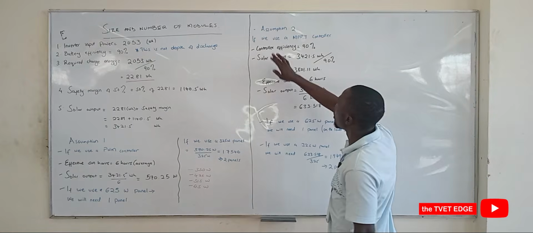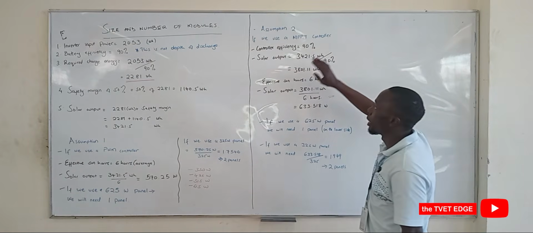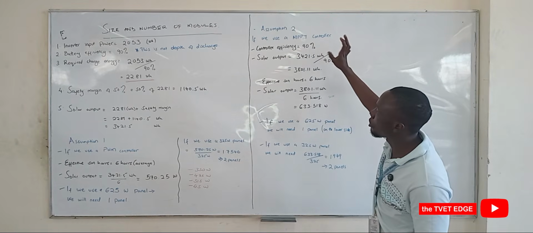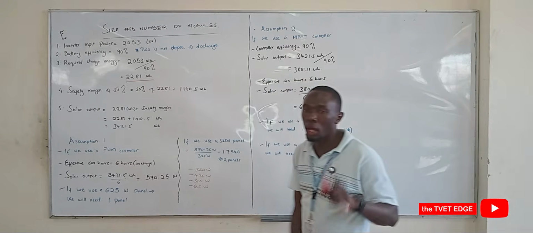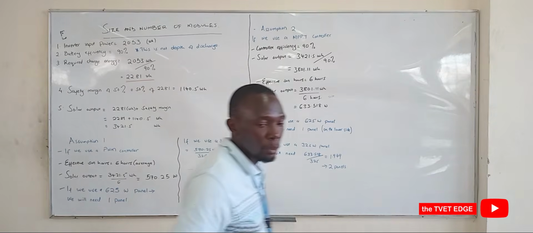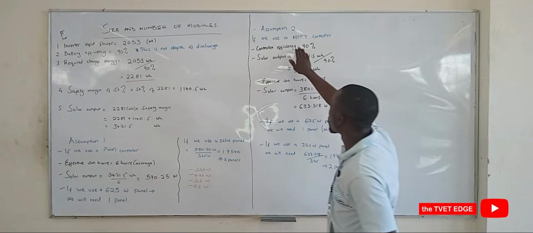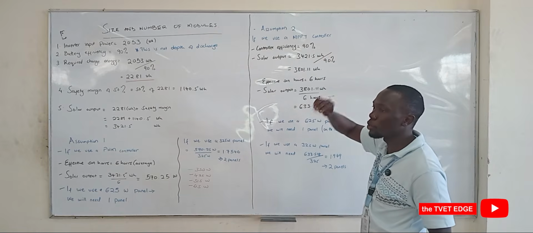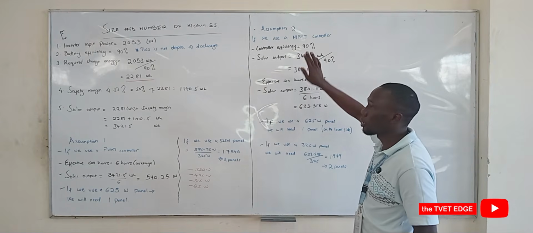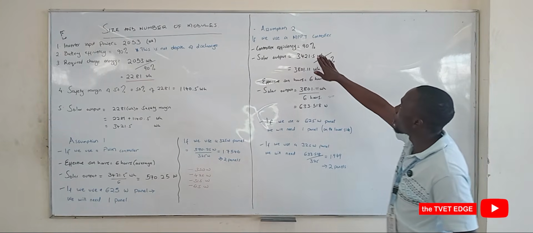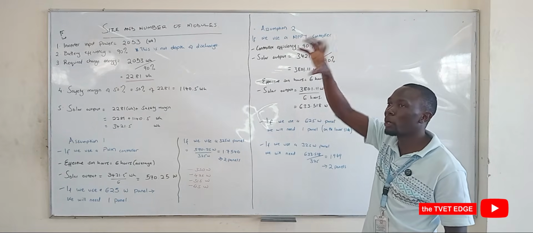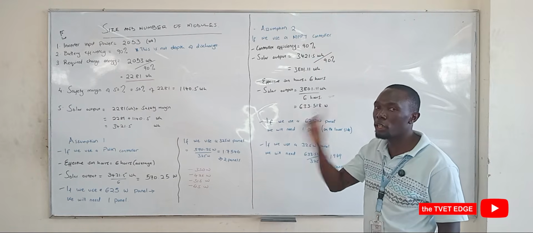Now, assumption 2 is if we use an MPPT controller. An MPPT controller is a maximum power point tracking controller. It functions differently from a PWM controller, and we will explain that in the next immediate lecture after this. So for an MPPT controller, we also have to factor in the controller efficiency. In this case, we are assuming we are picking the best of the best controllers in the market. If you get a very good controller, whatever amount of power you're picking from the panels, 90% of it will be delivered to the batteries.